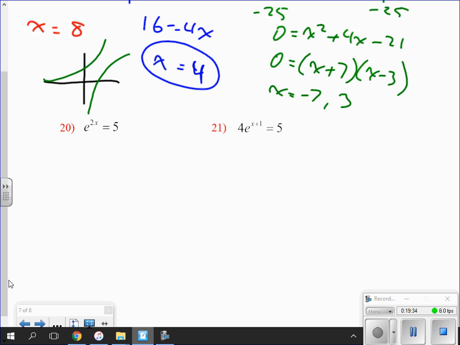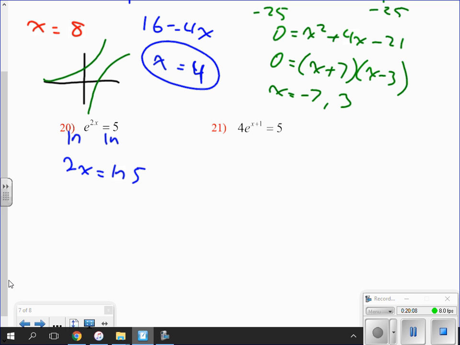Now, if I take the log of both sides, I would take the natural log of both sides. Why do I want to do the natural log? Because it's e. If it was 10 to some power, I would take the common log. Anything else, I'm going to take the natural log of. But because it's e, it works out fine. So when I have the natural log of e to some power, it is just that power equals the natural log of 5.